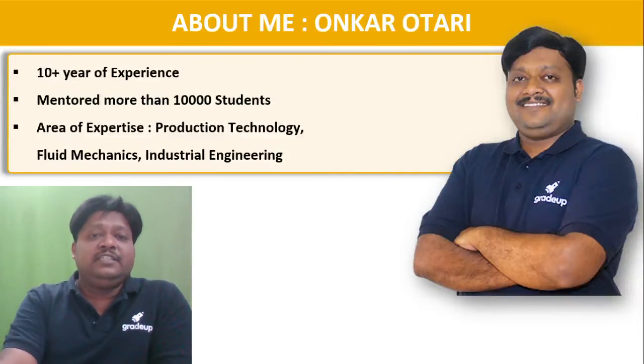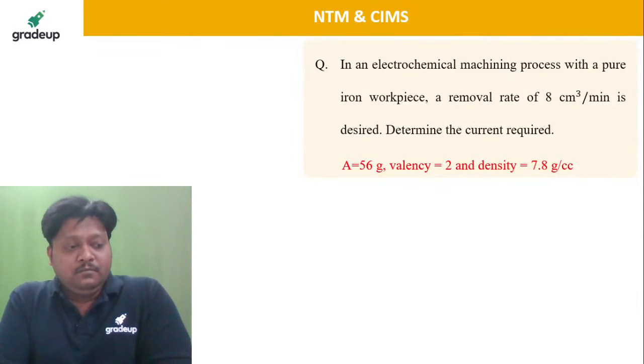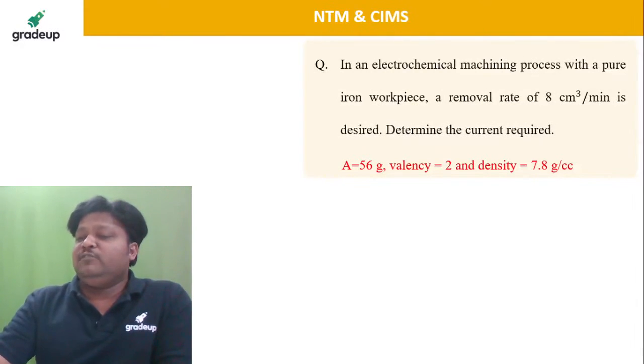So take the first numerical, we'll start with. In an electrochemical machining process with a pure iron workpiece, a removal rate of 8 centimeter cube per minute is desired. Determine the current required. So we'll start with a very simple numerical. So please start solving the question, dear students.